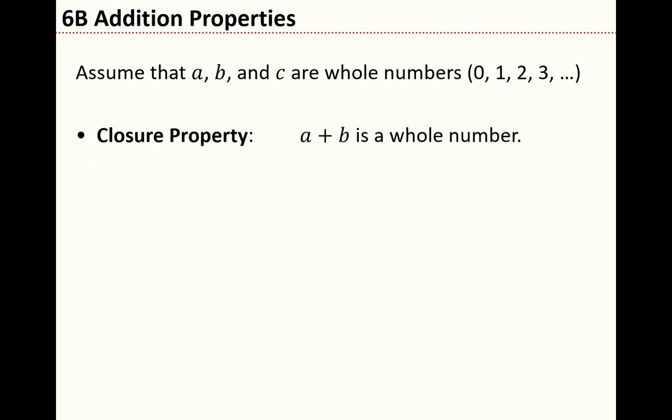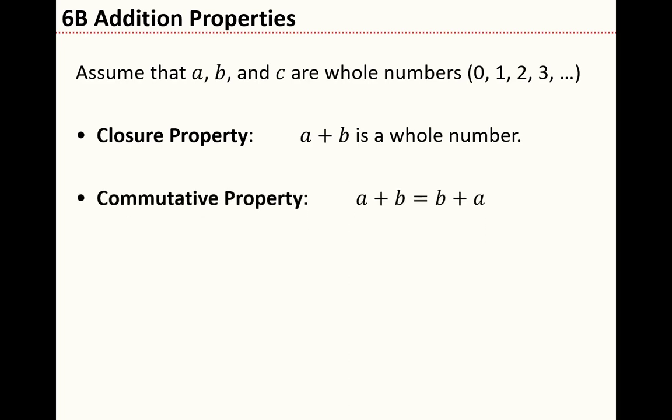The first property that addition of whole numbers has is called the closure property. If A and B are whole numbers, then A plus B is a whole number. 2 is a whole number, 7 is a whole number, 2 plus 7 is 9, 9 is a whole number. Whole numbers are closed under addition, but subtraction is an example where whole numbers are not closed. If I took 2 minus 7, I would not get a whole number, it would be negative. But regarding addition with whole numbers, addition of whole numbers is closed.